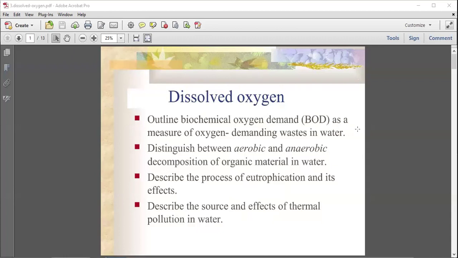Distinguish between aerobic and anaerobic decomposition. What is the meaning of aerobic and anaerobic? Then the aerobic and anaerobic decomposition of organic matter in water. Describe the process of eutrophication and its effect. Describe the source and effects of thermal pollution of water.